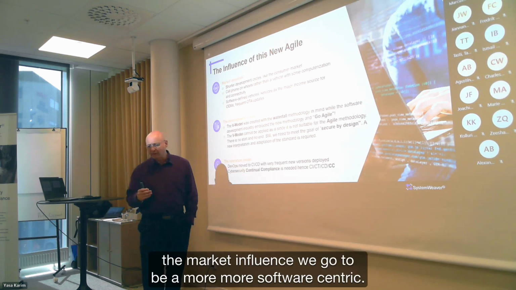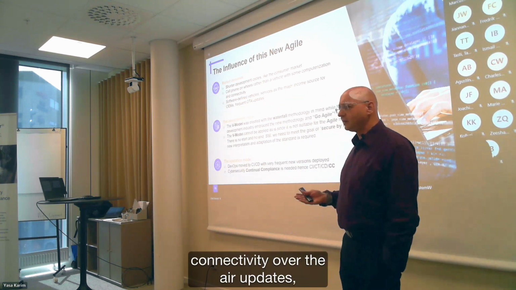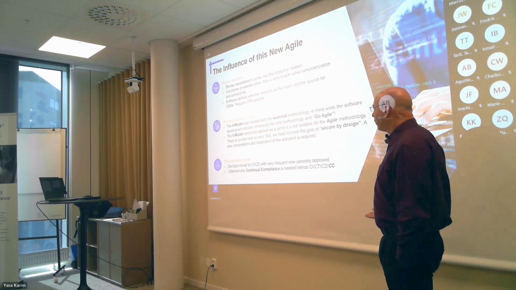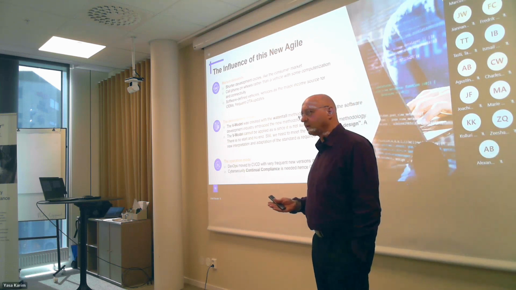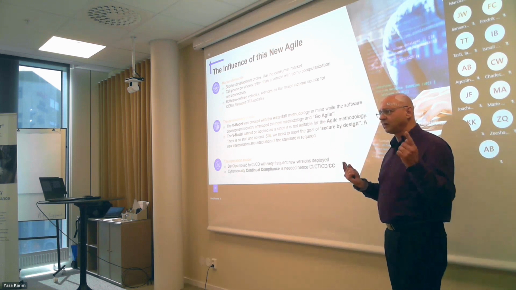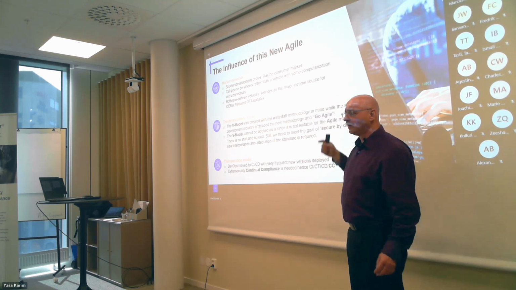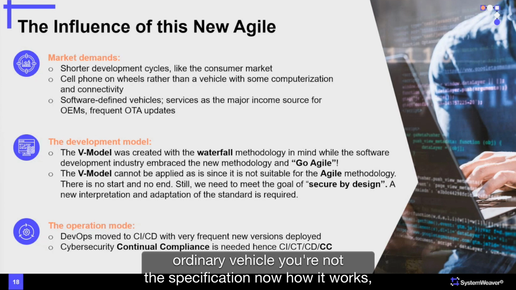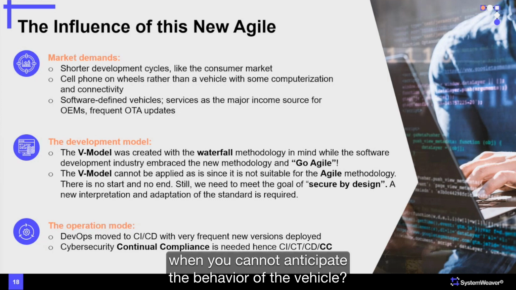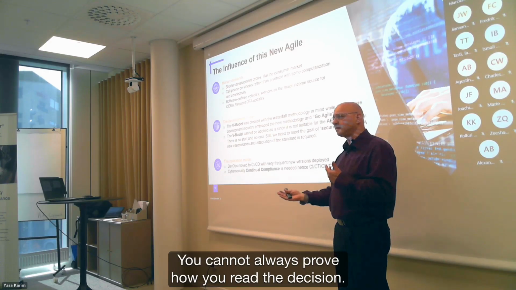The market influence, we go to be a more software-centric industry, software-defined vehicle, connectivity, over-the-air updates, software updates, collective driving, intelligent transportation system, smart cities, everything speaks everything. There are all kinds of interesting questions here, like in testing of an ordinary vehicle, you know the specification, you know how it works, you test. But what do you do in testing software-defined vehicle when you cannot anticipate the behavior of the vehicle? You have AI inside. You cannot always prove how you reach the decision.